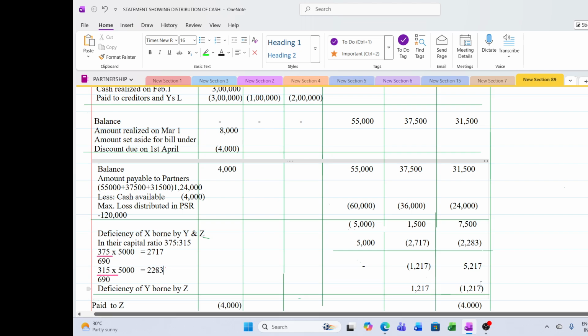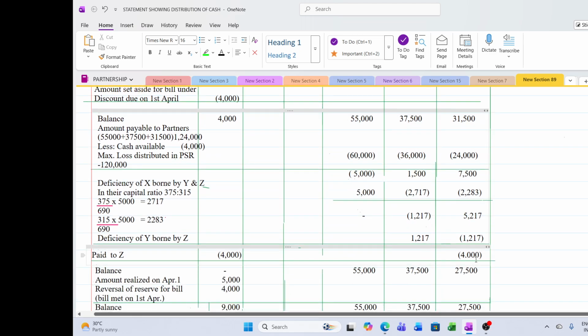Okay. So now comes the 4,000 rupees. This is the actual cash available. So this amount will be paid to Z. We have to make payment of 31,500. Now 4,000 will be paid only to Z. So the balance will come down to 27,500. Whereas these people, we have not made any payment. So the balance will remain as such, their capital.